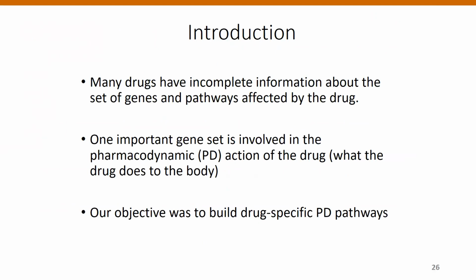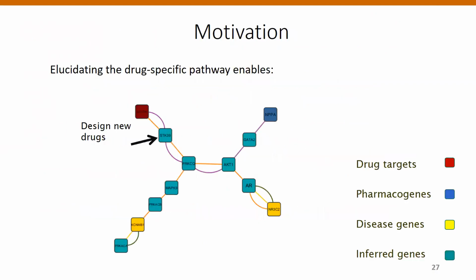And we identified that many drugs have incomplete information about the set of genes and pathways affected by the drug. And we focused on one important gene set involved in the pharmacodynamic action of the drug, what the drug does to the body, the actual action of the drug. And our objective was to build drug-specific pharmacodynamic pathways. And the motivation was that if you do find pathways of new drugs, then you can design new drugs, for example, that target new genes like STK39, which is currently not targeted by any drug.